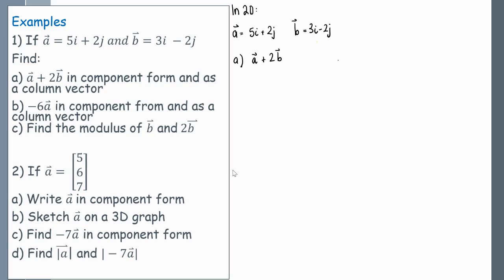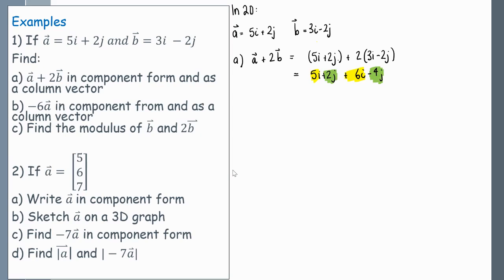I'm going to show you two ways of doing this. The first way is using the component form, and the second way is going to be using column vectors. So the way we do it in component form is we just add the i components together and the j components together. We expand as usual. So do the 2 times vector 3i minus 2j. That will give you 6i. 2 times minus 2 is minus 4j.